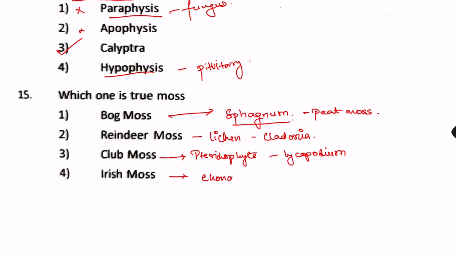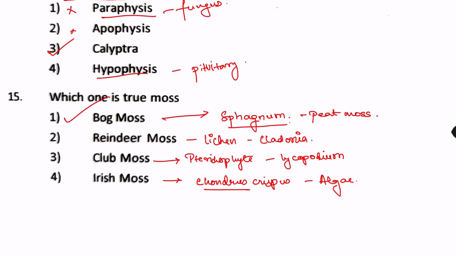Algae, Chondrus crispus, which is called the Irish moss, an algae. So clearly we can see the names with moss written on it, but it's actually a lichen, pteridophyte, or an algae, so they won't be the correct answer, and the true moss will be Sphagnum, which is a bryophyte. So the answer is number 1.